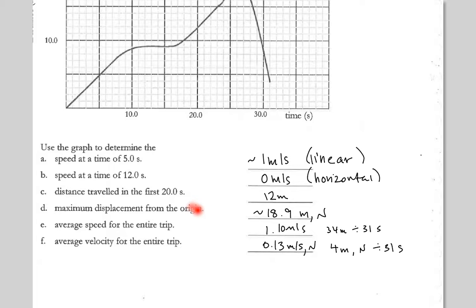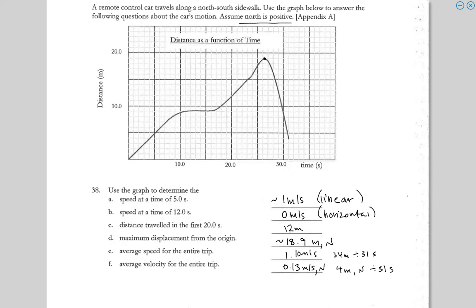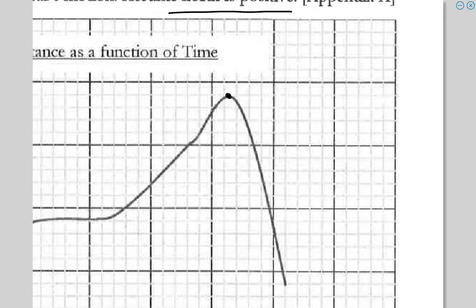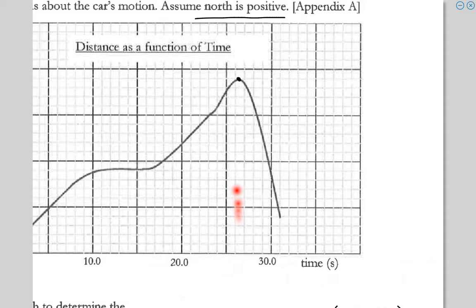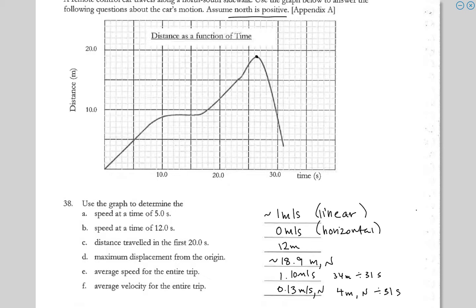Maximum displacement. Maximum farthest away from the origin, so I think that's up here. It's pretty much 19. It might be a little bit below 19. And because it's a positive 19, we assume that it's north.